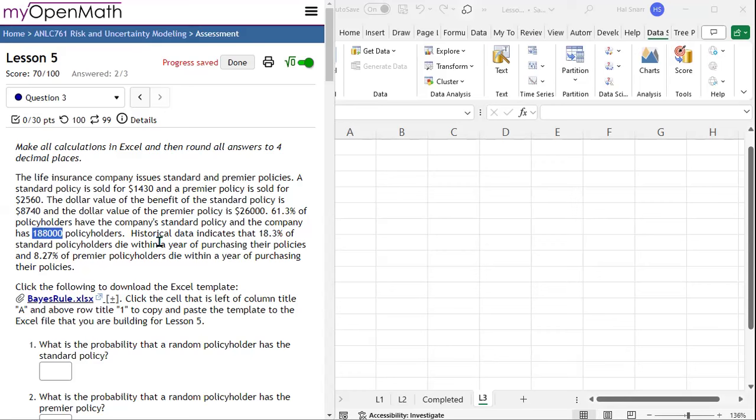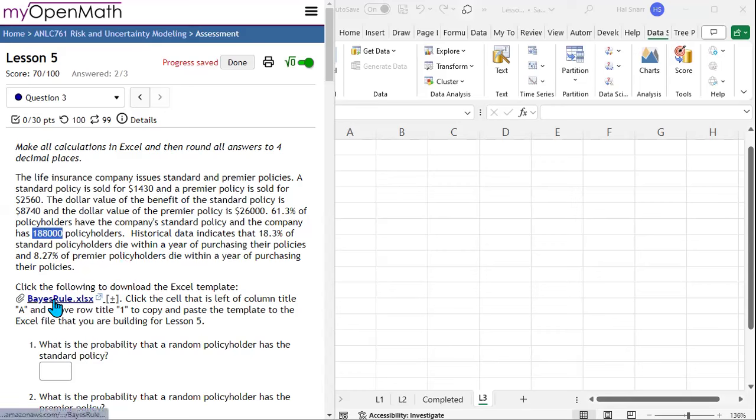Historical data indicates that 18.3% of standard policyholders die within a year of purchasing their policies, and 8.27% of premier policyholders die within a year of purchasing their policies.